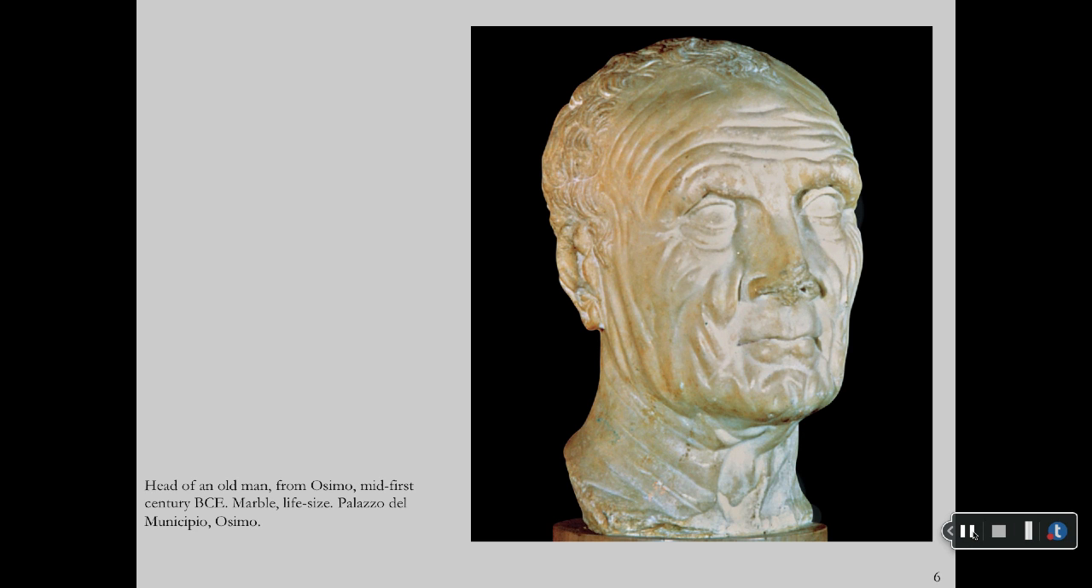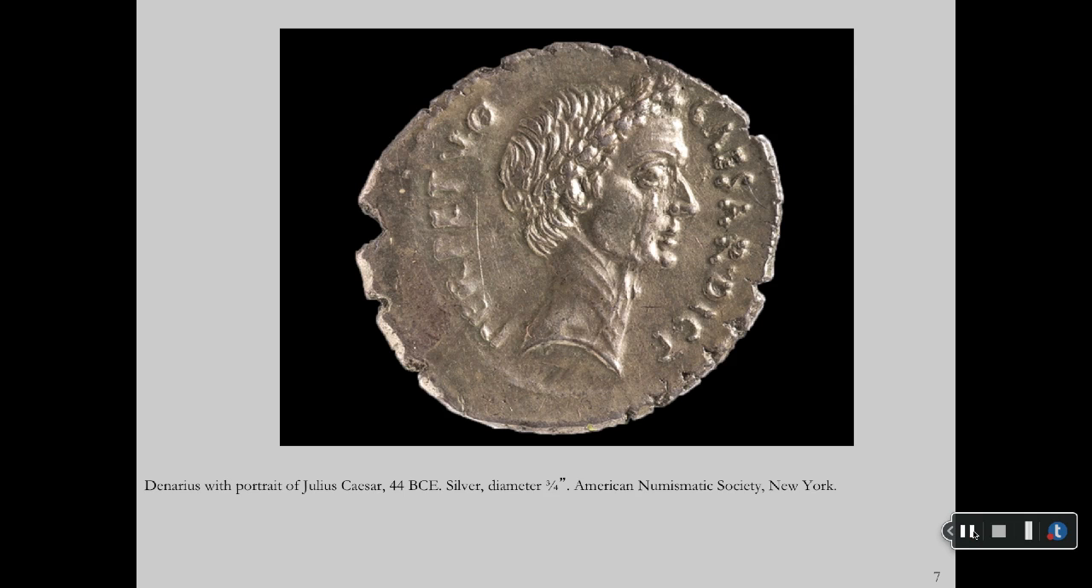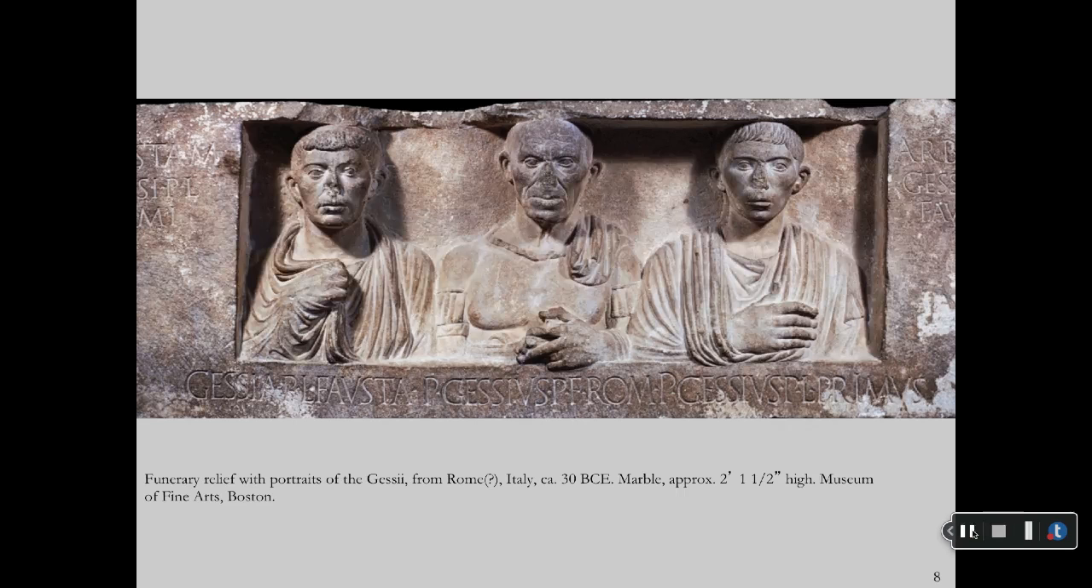Ancestors were venerated. Denarius with portrait of Julius Caesar, 44 BCE, in silver. When Julius Caesar placed his portrait on a coin, he declared himself a god, as only portraits of gods had been on coins previously. This was shortly before he was assassinated in 44 BCE. Freed slaves depicted themselves and their former owners in relief on their tombs to celebrate their new freedom.